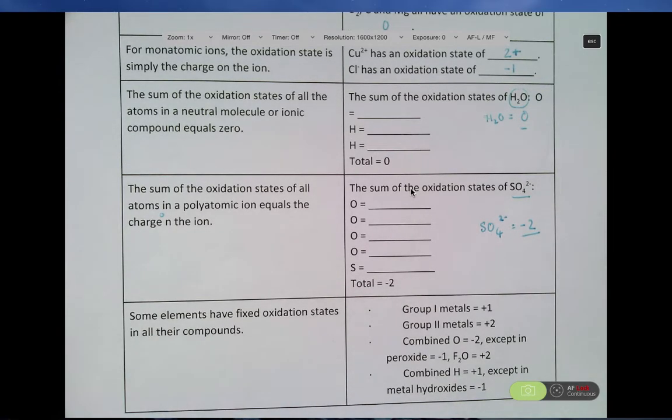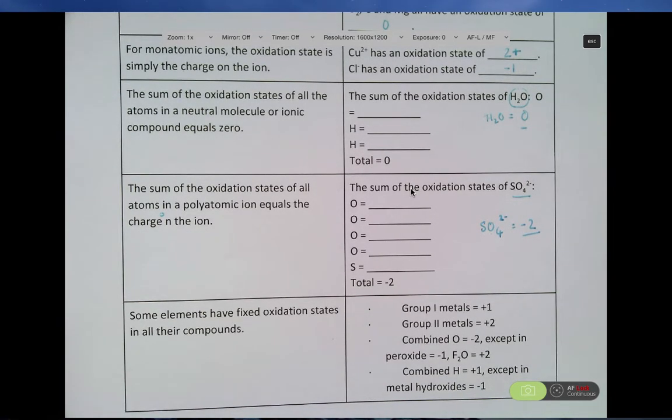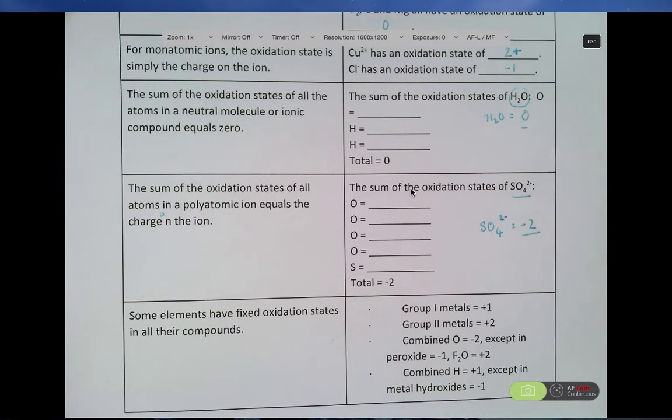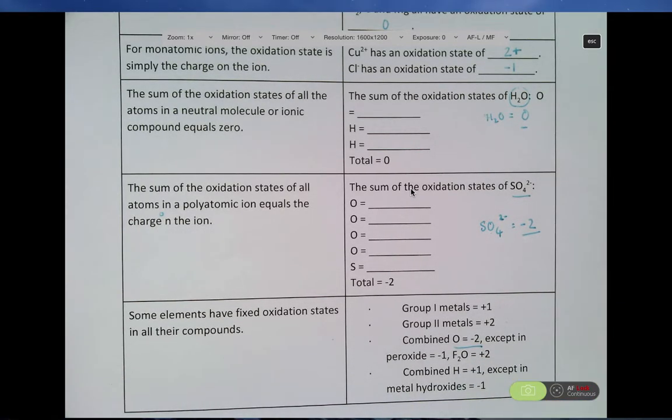Some elements have fixed oxidation states in all of their compounds, so we need to know these ones. Group 1 metals, all +1. Group 2, +2. Combined oxygen, -2. There are a couple of exceptions. Combined hydrogen, +1. Okay, there's an exception there, but if we have a look at our examples, we're not talking about the exceptions to the rule.